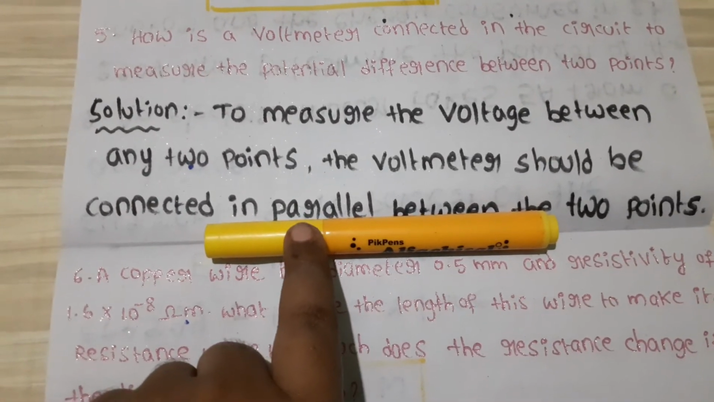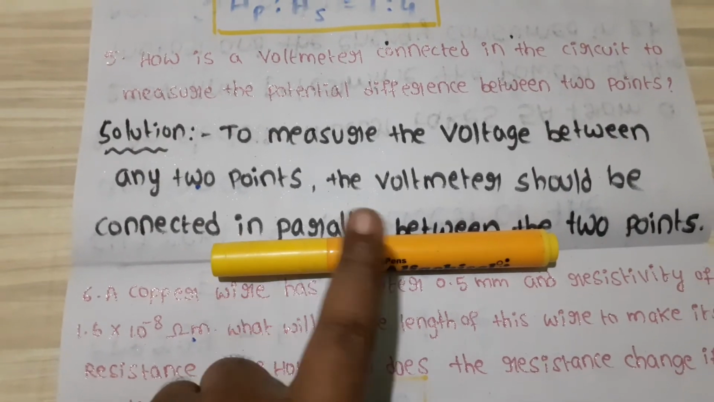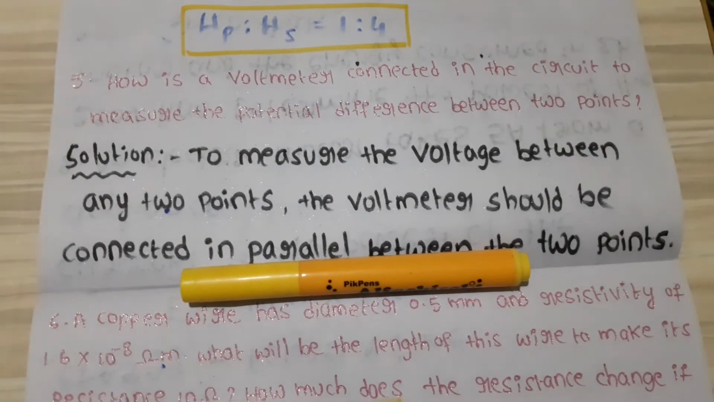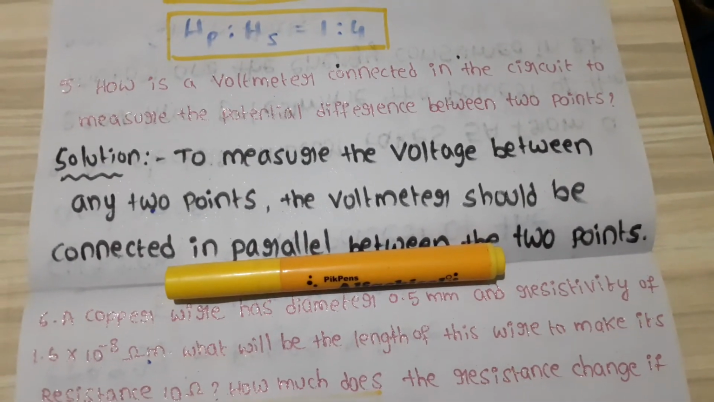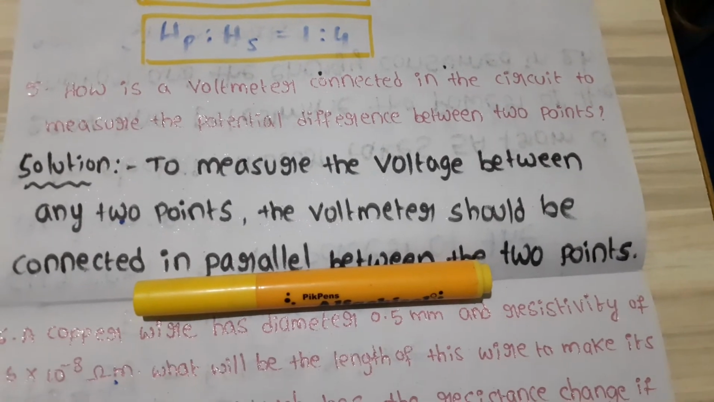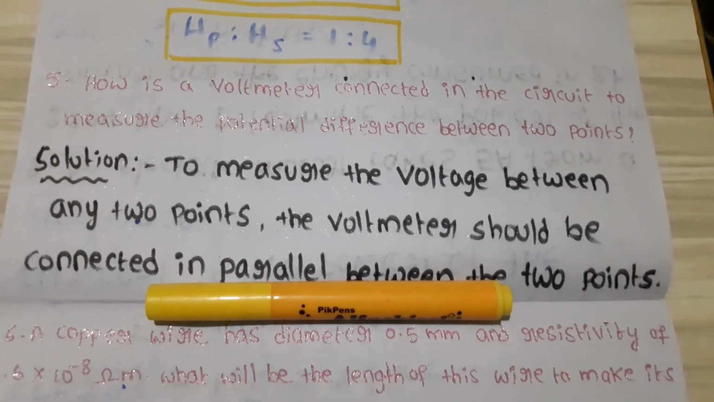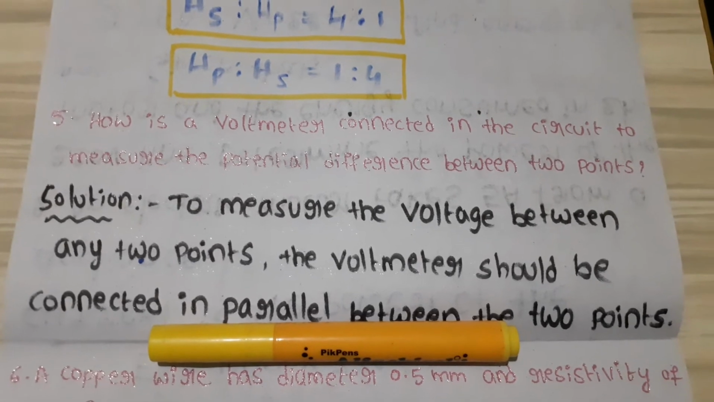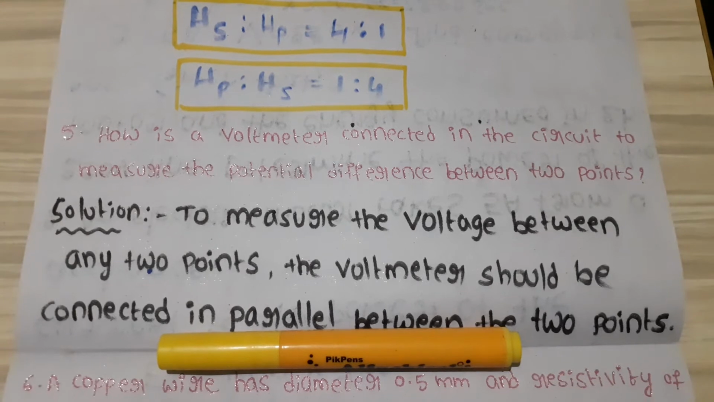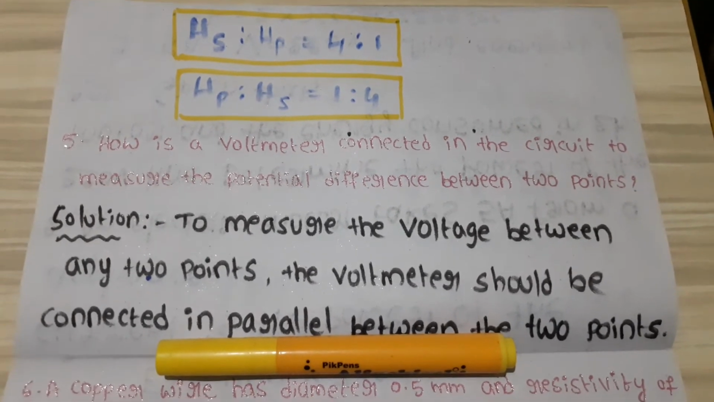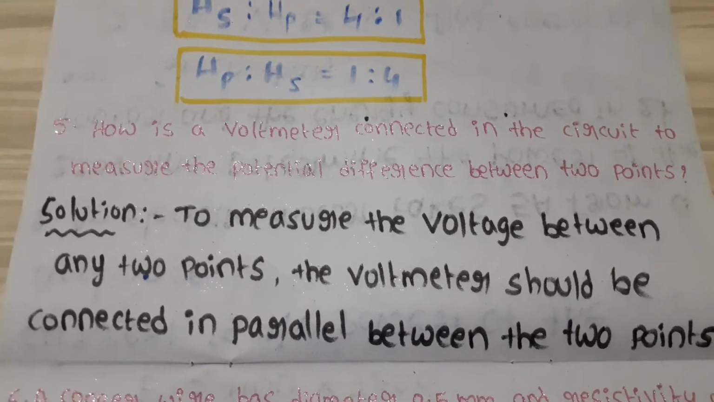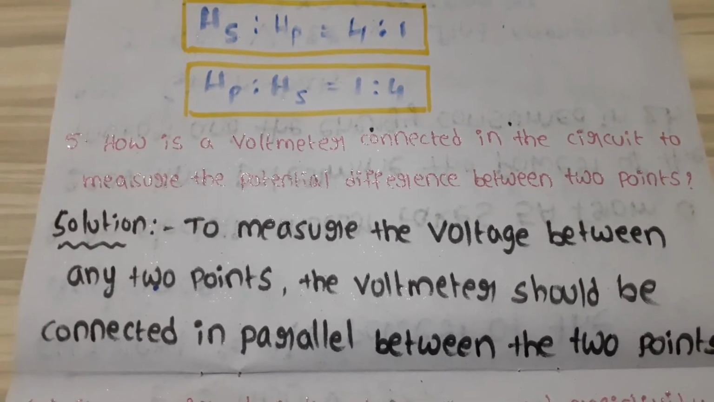So potential difference can be measured across the ends of the conductor. So these are the ends of the conductor. So we have to measure the potential difference across the ends of the conductor by connecting the voltmeter in parallel. So the answer: to measure the voltage between any two points, the voltmeter should be connected in parallel between the two points. That's why a voltmeter is always connected in parallel combination.